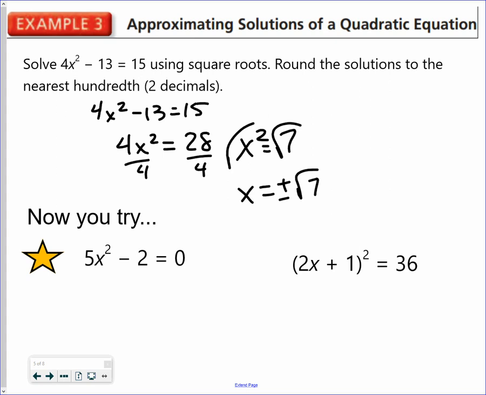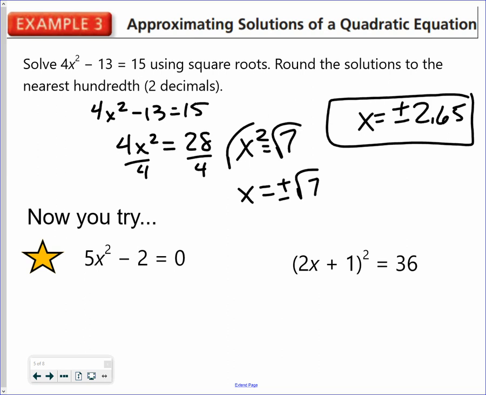So now on my calculator, I want to actually calculate what the square root of 7 is. So x would equal plus or minus 2.65, rounding it to 2 decimal places. So now you try it. Go ahead and hit the pause button.